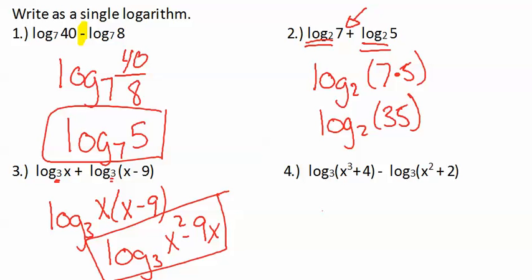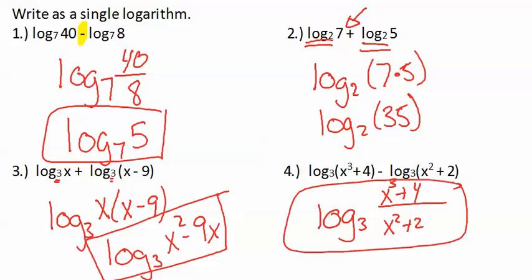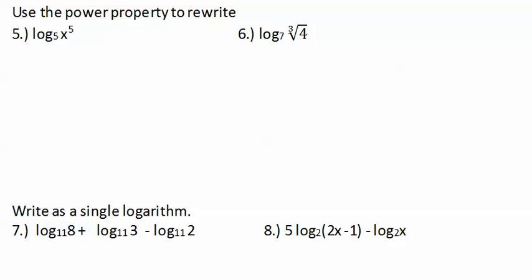Number 4, it's going to be that quotient property. I'm going to do log base 3, and I'm going to keep this as a fraction because you'll notice that nothing's going to reduce or cancel out. So it's x cubed plus 4 over x squared plus 2. In 5 and 6, we're just going to use the power property to rewrite these logarithms. And remember that the power property says that the exponent can come out in front as a coefficient. So we're going to have the 5 pull out, so it's going to be 5 times log base 5 of x.